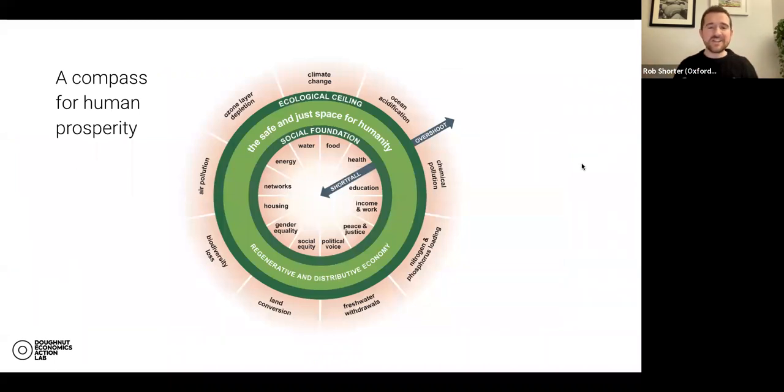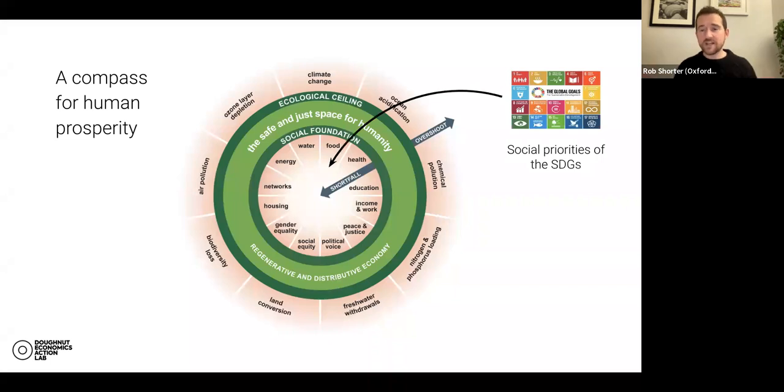Instead of endless expansion, that of balance, recognizing the limits of the planet and what it means to meet the needs of everyone. So in the center, we have the social foundation, crowdsourced from the UN Sustainable Development Goals, the social dimensions of healthy food and clean water and clean energy and access to education and income and networks and houses and gender equality, social equality, political voice and peace and justice.